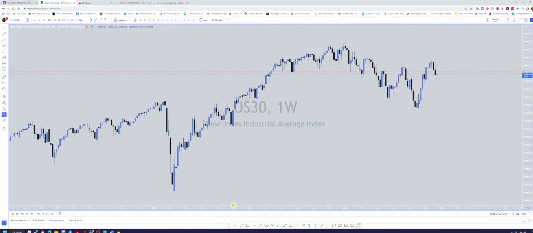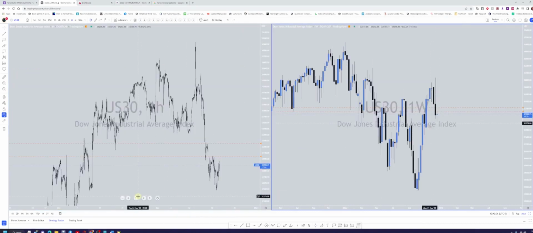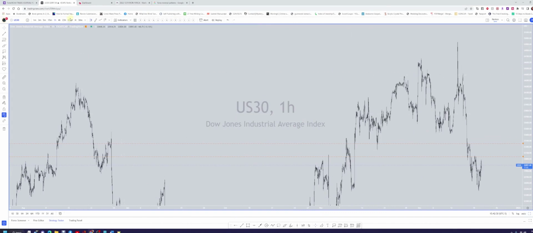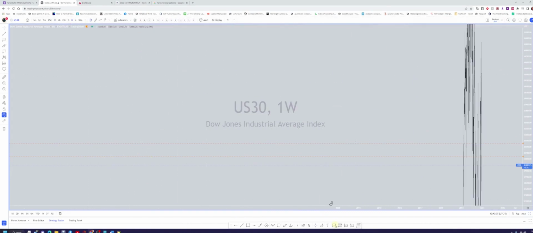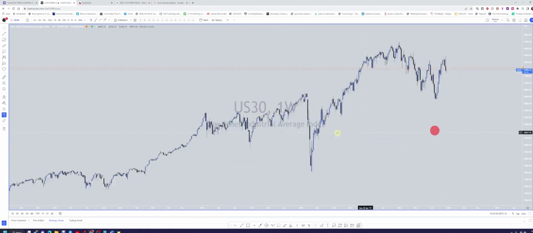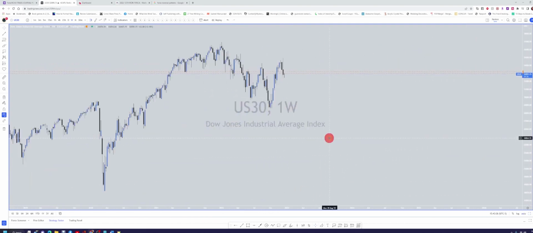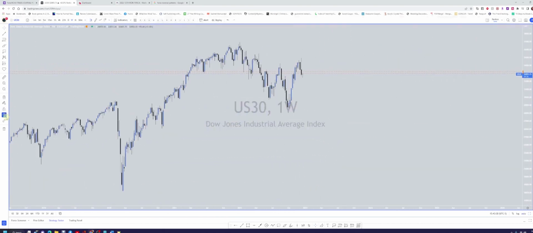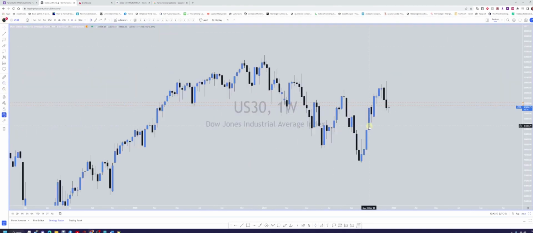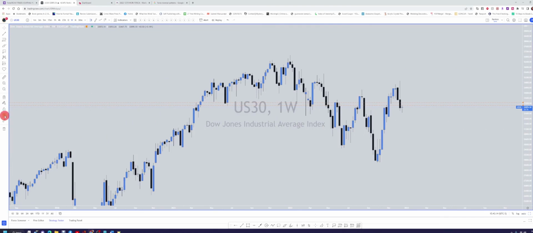Now look at your weekly on US 30. Let me find a clean chart to put that on over here. Weekly. All right, so here is a perfect example. I'm on a large screen, so I'm just going to make it bigger so you guys will get a view.